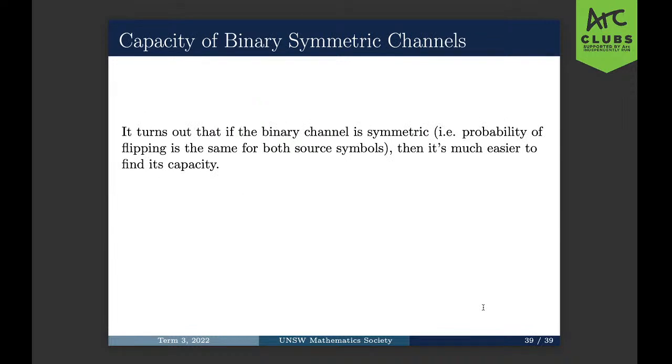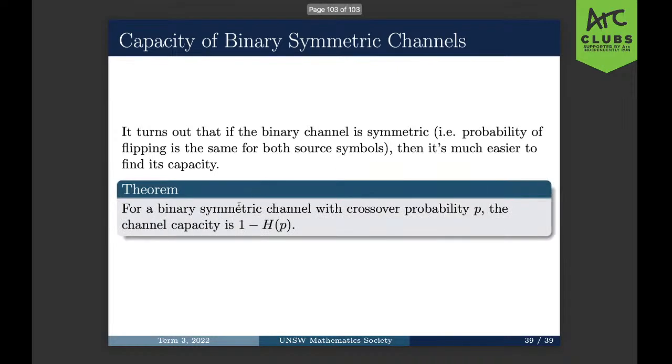Finally, I just want to go through this very small topic here. If we have a binary symmetric channel, the crossover probabilities are the same. Because it's a binary channel, it's going to be 0 or 1. The probability of the channel flipping a 0 to a 1 or flipping a 1 to a 0 is going to be the same. If we have that kind of symmetric binary channel, then the capacity is just given by 1 minus H(p). p is just the crossover probability, the probability that a bit gets flipped. And that makes it pretty easy.